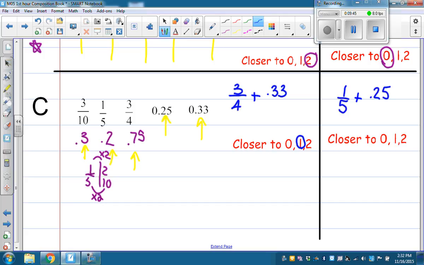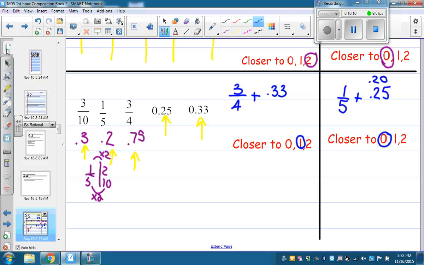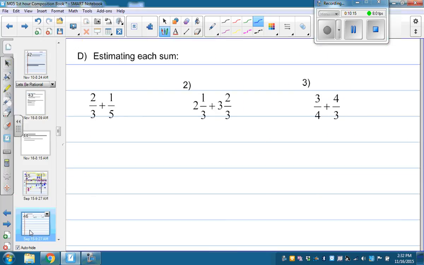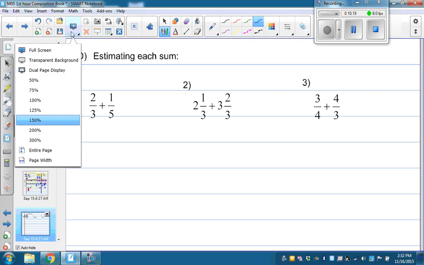If a fifth is 2/10, that's like adding 0.2 to 0.25. I'm writing it down so you can see what I'm thinking, but you're supposed to do this with estimation. So try to sit on your hands when you're estimating, especially those of you guys that like to work everything out. So it's closer to 0. Okay, so part of your homework's just like that. And then part of your homework takes it a step further, and it asks you to actually estimate.